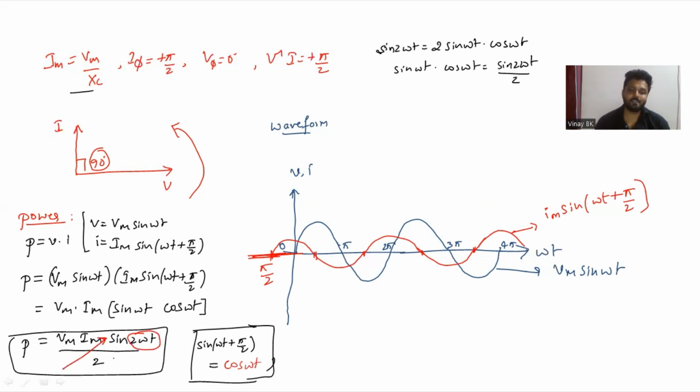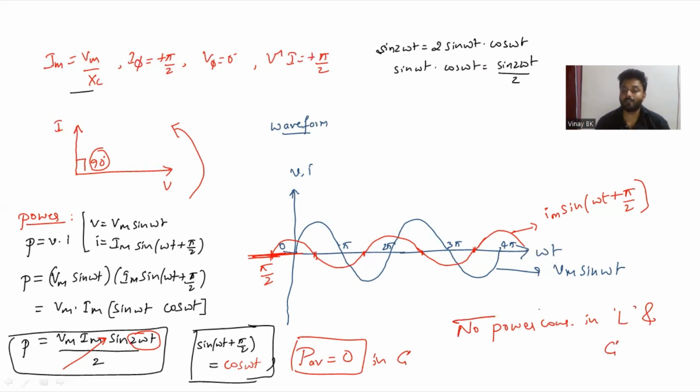So that is nothing but the average power will be zero in a capacitor. So there is no power consumption in an inductor and a capacitor, so the average power in L and C is zero. So now you need to draw the waveform of power.